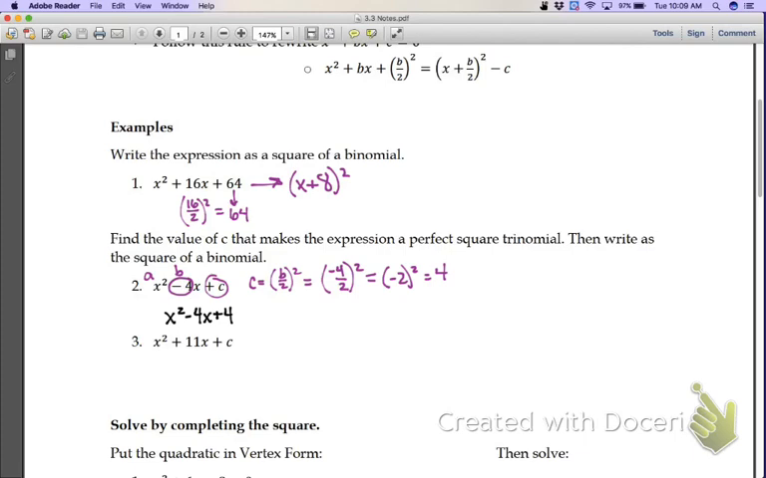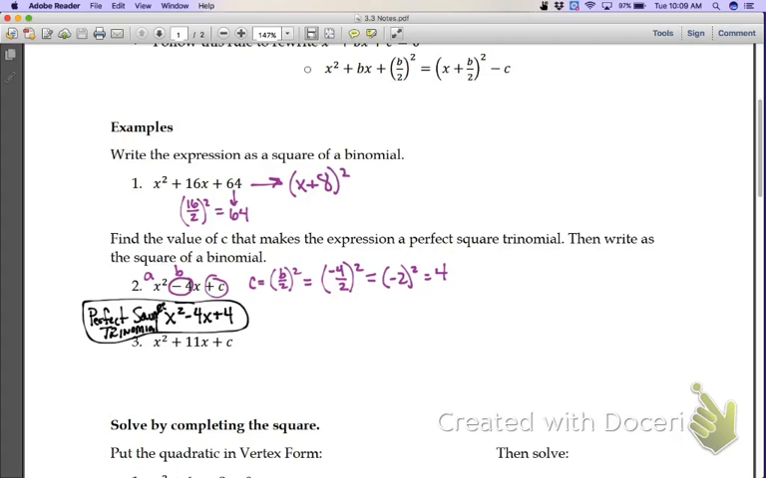Okay. Anytime it asks for a perfect square trinomial, that's what it's going to look like. If it asks for a perfect square trinomial, you're just basically going to put the value that you got for c in there.